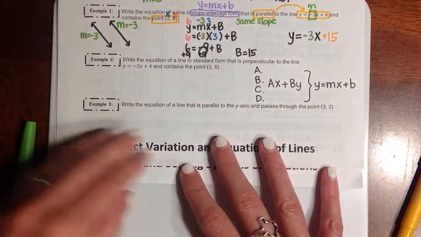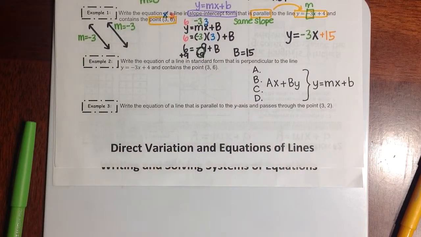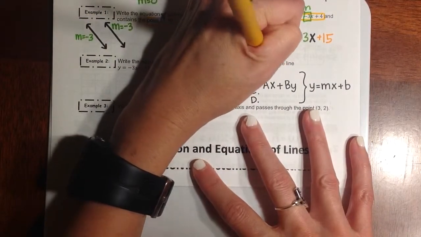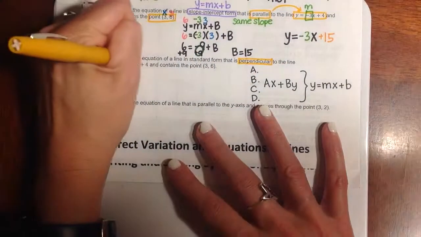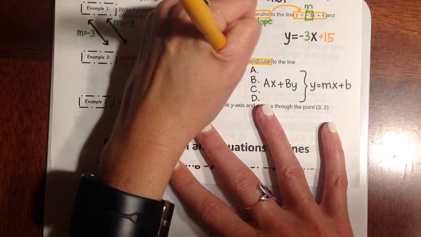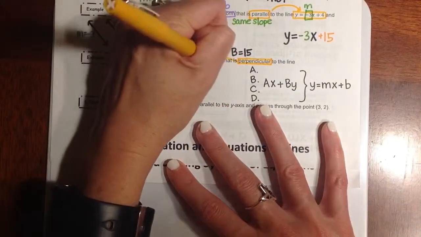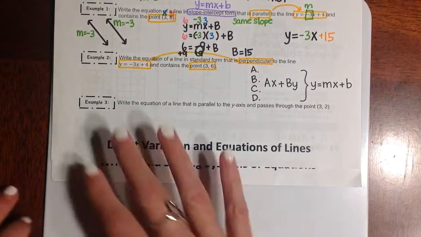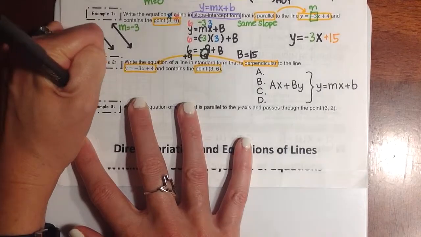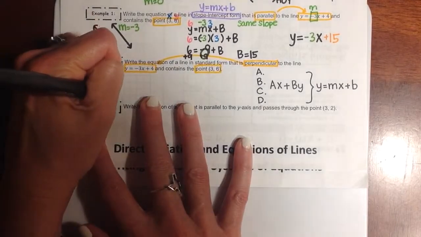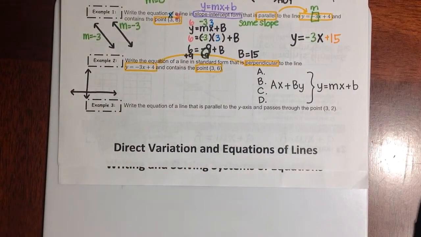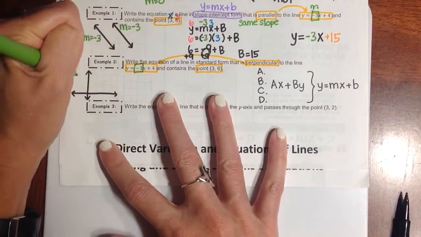Okay, for example 2, it says write the equation of the line in standard form that is perpendicular to the line y equals negative 3x plus 4 and contains the point 3, 6. So now we want to be perpendicular to this line, and we also want to contain the point 3, 6. If you remember, the most common perpendicular lines that you're going to see are your x and y axis. I need the slope of this line, so it is -3.